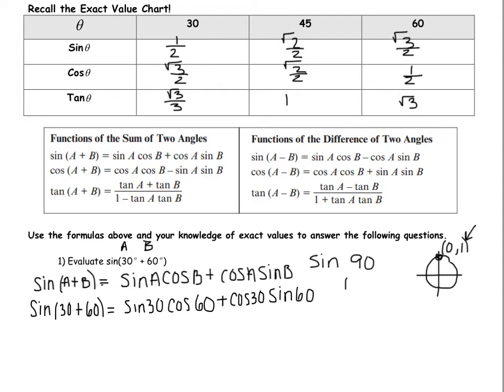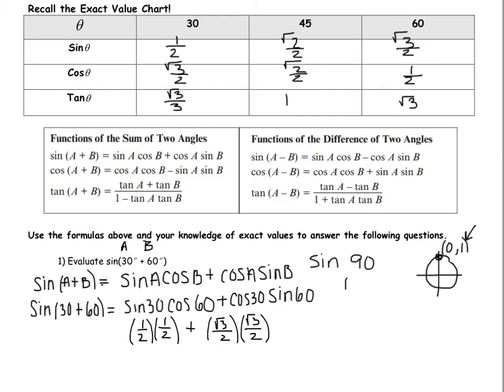Okay, so if we use our exact value chart up here that we just made, we can fill in sine of 30, cos of 60. So sine of 30 is 1/2, and we're going to put this in parentheses because we're going to need to multiply this by cosine of 60, which again, if you look at the chart, is 1/2, plus cosine of 30, which is rad 3 over 2, and sine of 60, which is rad 3 over 2.